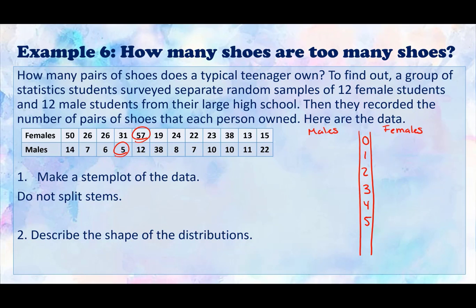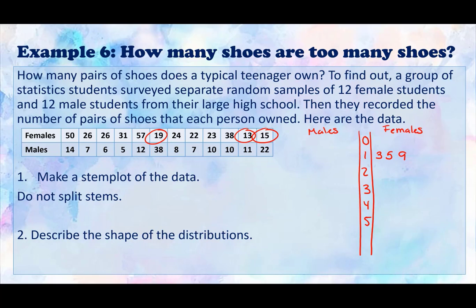Okay, so we're first going to start out with the females, and we're going to see if any of these females have single digits of shoes, and that is a big no. So now let's look at what is in the teens. We have 13, 15, and 19. So that means we're going to have 3, 5, and 9. Okay, so I think that's it in there.